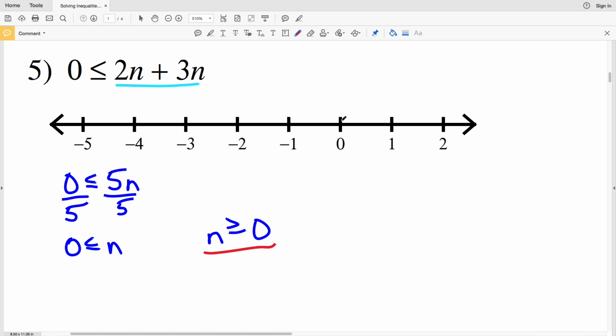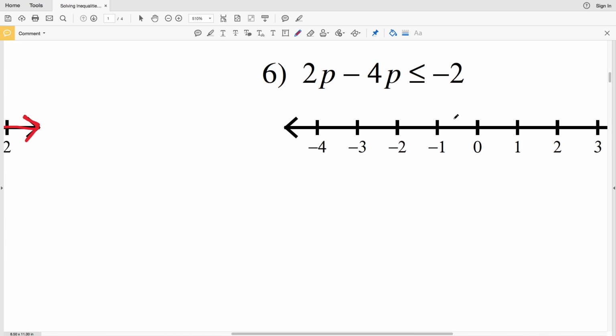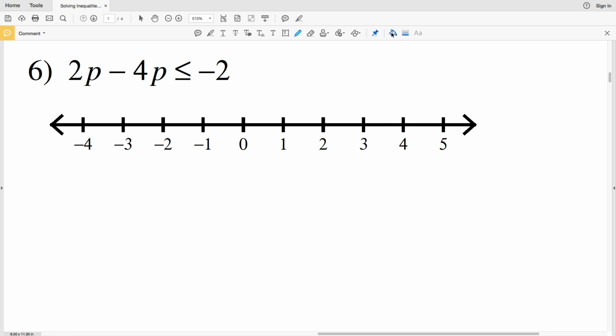Knowing this, I'm going to circle my 0, and I'm going to shade it in since n can be equal to 0. However, n is greater than or equal to 0, so I'm going to shade in everything to the right. In number 6, I'm combining like terms again.